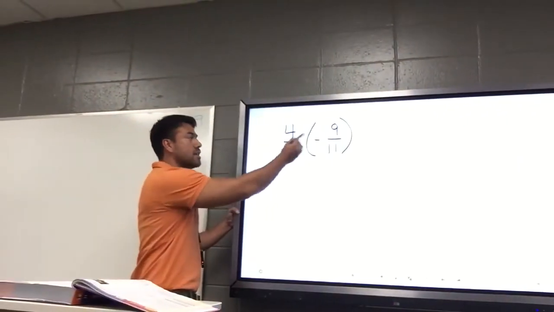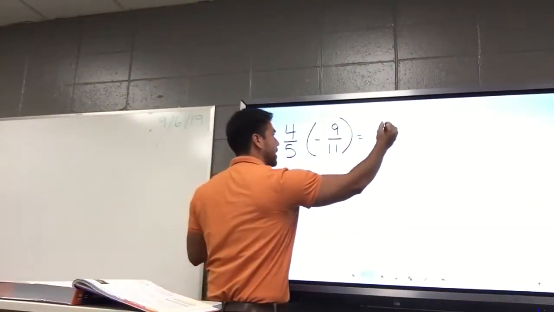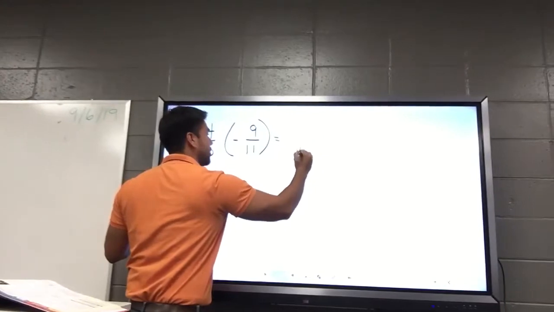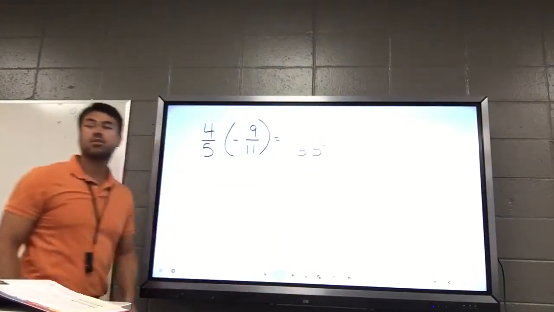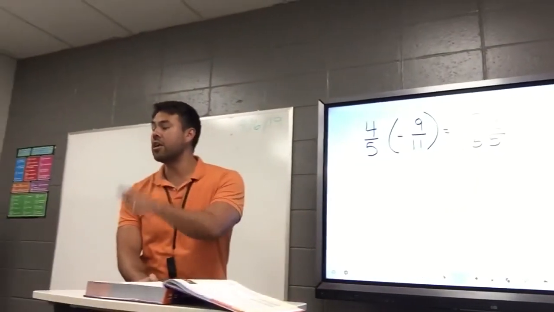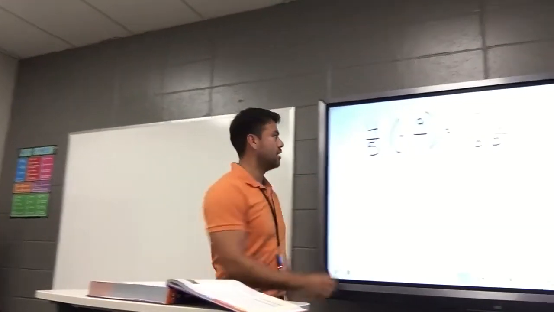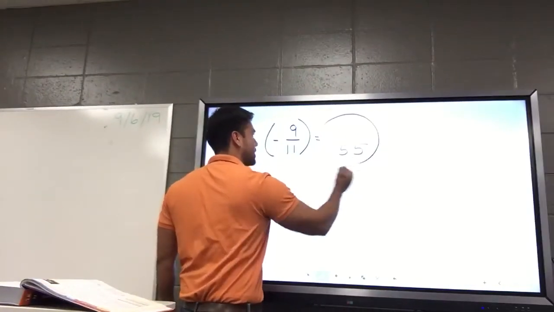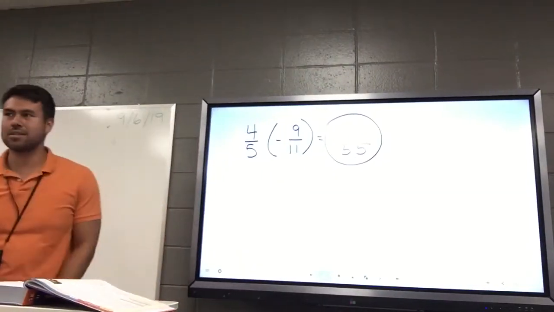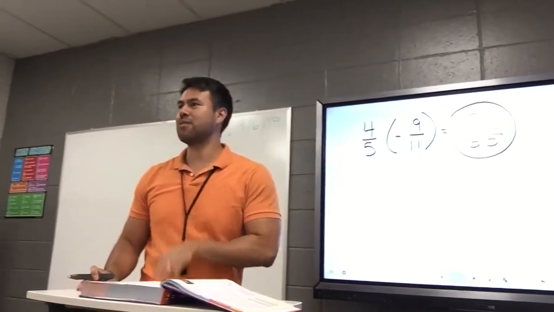So here, there's nothing to cancel, so I just multiply across. I get 36, and I get 55. And because there's nothing to cancel, I know that's simplified. But just don't forget, it's a negative 36/55. Negative 36/55. Yes.